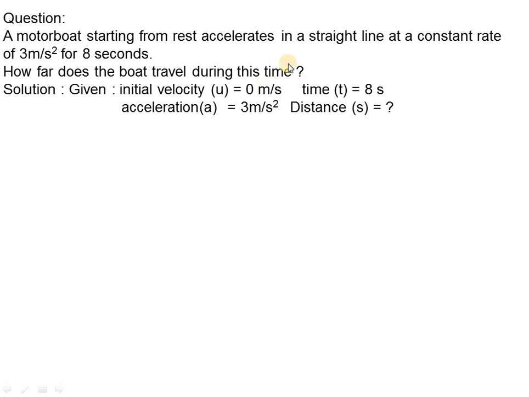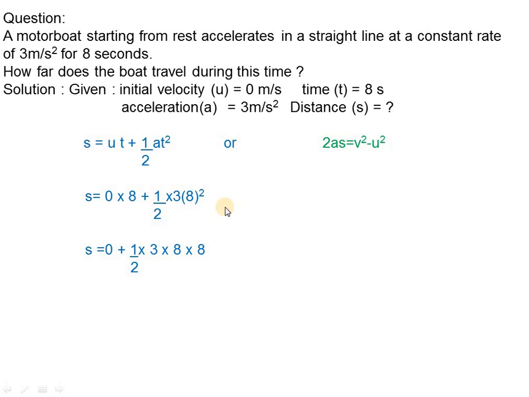Now, we have the quantities u, t, a and s. So, the best formula that we can use to calculate the distance travelled would be s is equal to ut plus half at square, not this one, because here you require the final velocity which is not given. If you want to use this formula, then you have to first find out the final velocity. That would be an extra step. So we will use this formula to calculate the distance travelled, putting the values of u, t and a. So here the distance travelled comes out to be 96 meters.